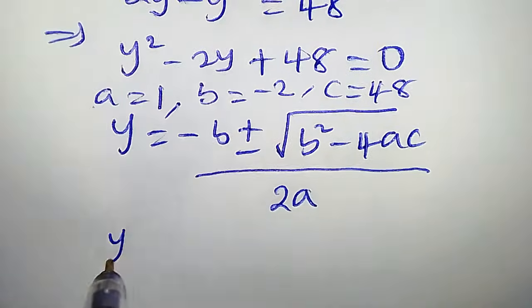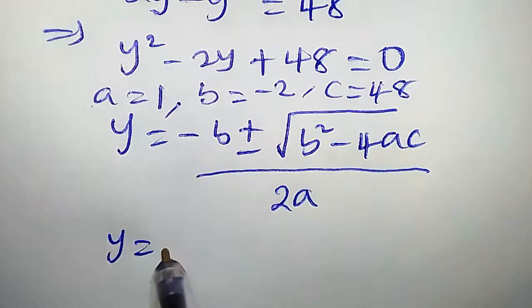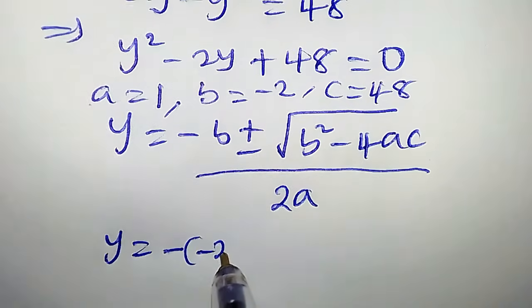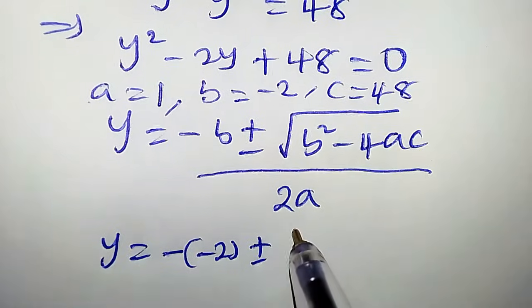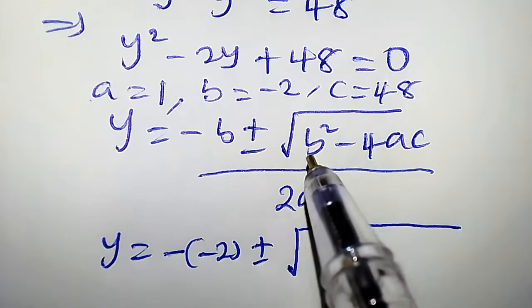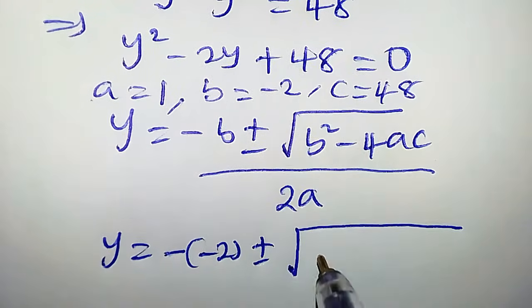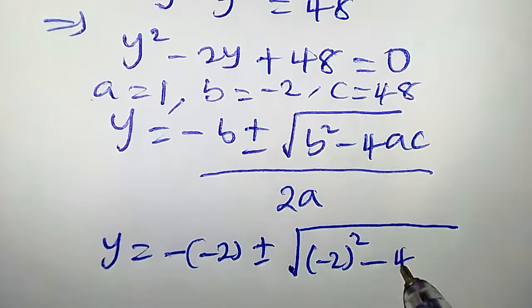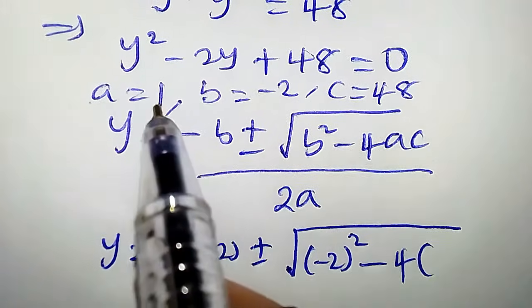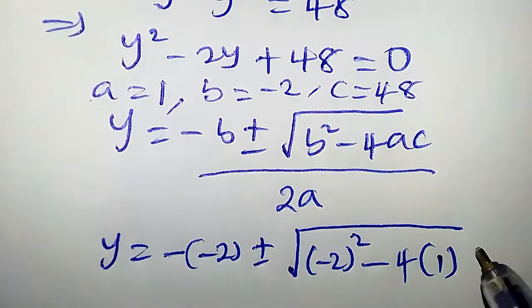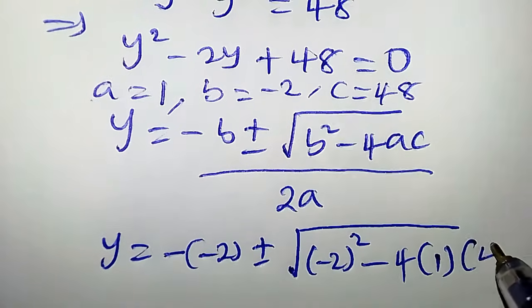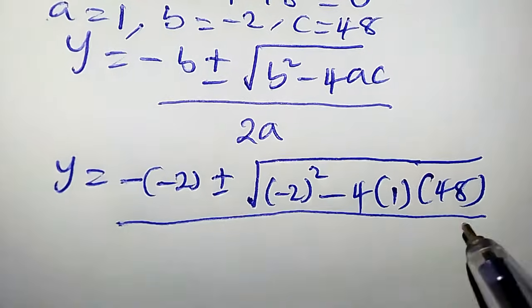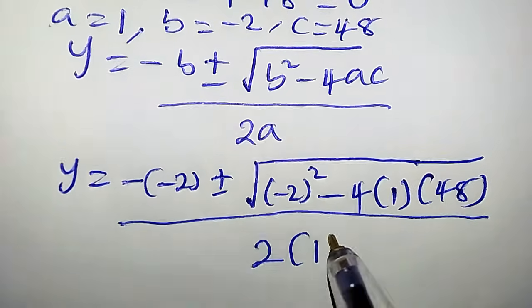Let's continue. y is equal to minus, what is b? b is minus 2. So we have minus 2 plus or minus square root of b square, that will be minus 2 all squared, minus 4 into a is equal to 1, into c is 48, everything divided by 2 into 1.